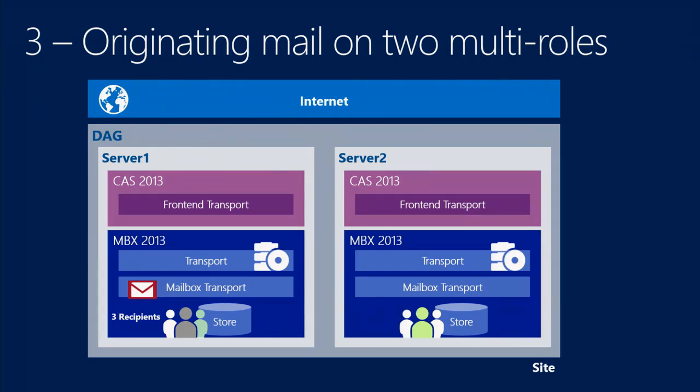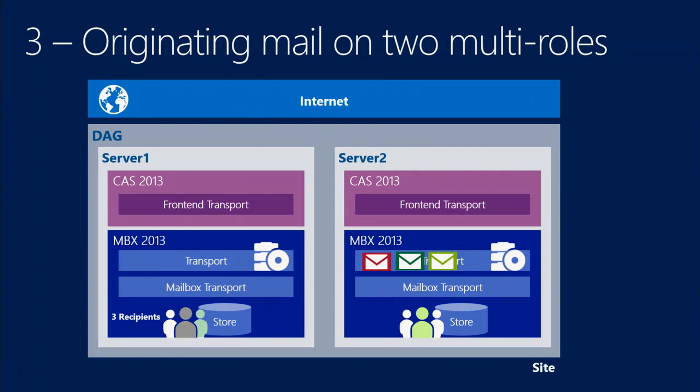The mailbox transport component at that point can choose any transport service within the DAG for submitting that message for its destination. So in this case, we choose server 2. Once the message gets into the transport queue, we'll categorize that. We're going to bifurcate. We'll create 3 copies because we have 3 unique recipients that exist in 3 different places. We have a recipient on server 2, we have a recipient on server 1, and we have a recipient on the internet.